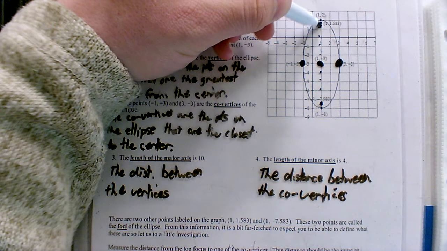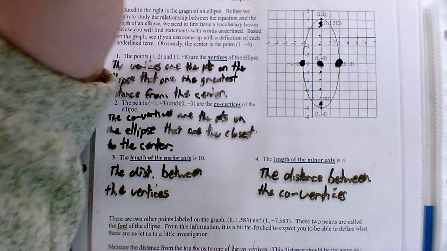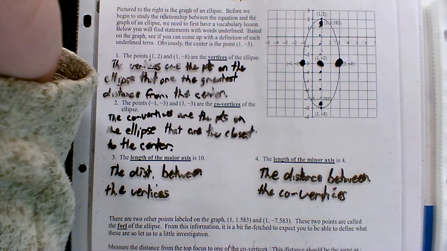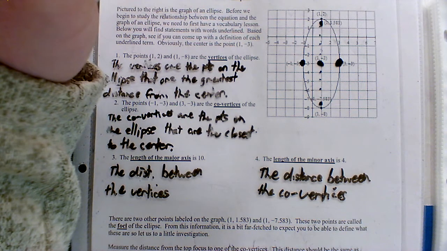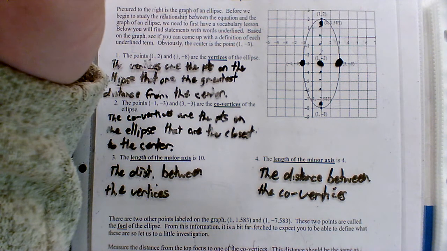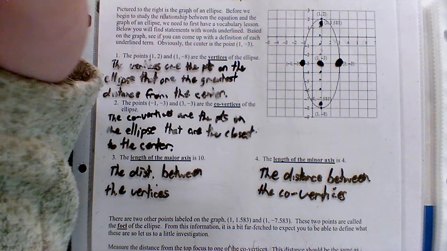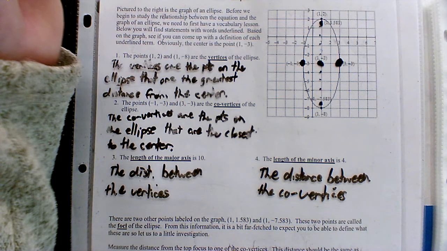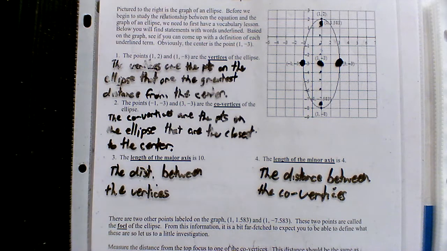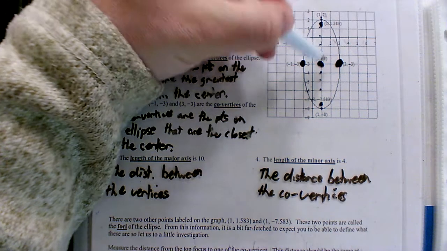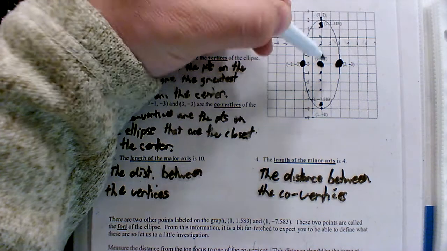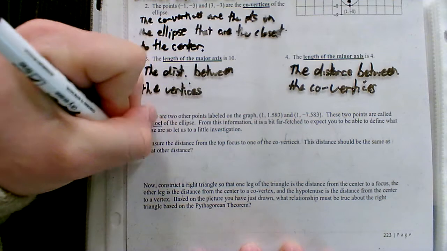So the distance from here to this dot right here is the same as what else on this ellipse, do you think? Go ahead. You're really close. Not the foci to the center, which is the focus, so not from the focus to the center. From the vertex to the center. So the distance from here to the focus is the same as from the vertex to the center. Okay? So we're going to go ahead and write that down below.